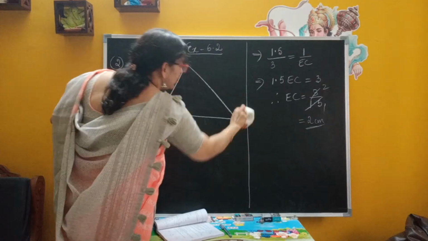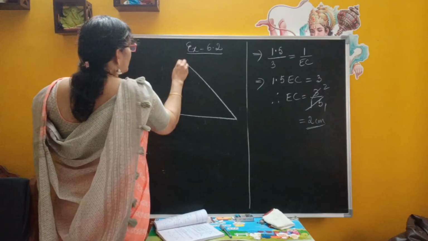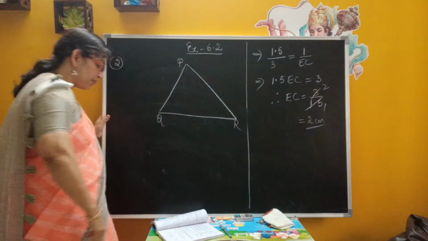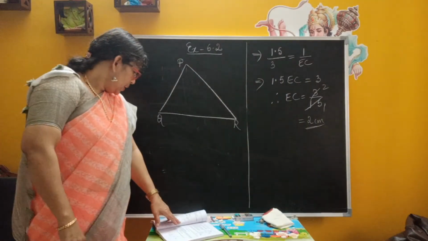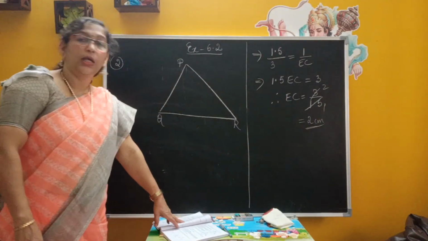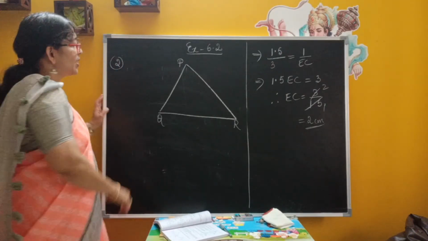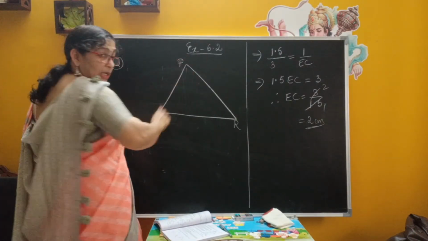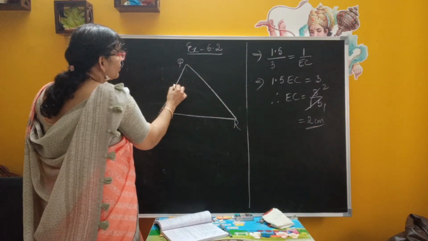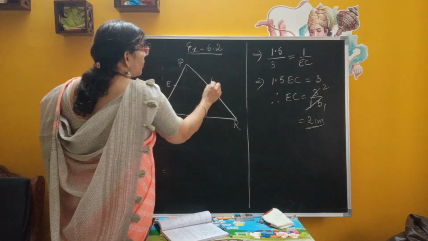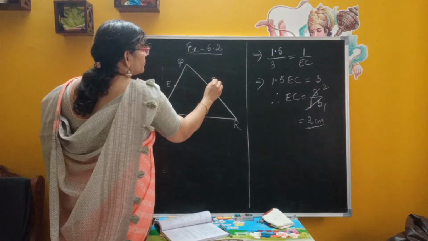Draw a triangle PQR. And what else is given? E and F are points on the sides PQ and PR. On PQ we have point E and on PR we have point F, respectively.